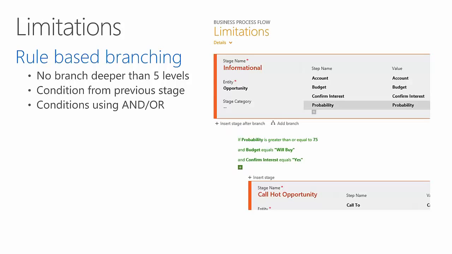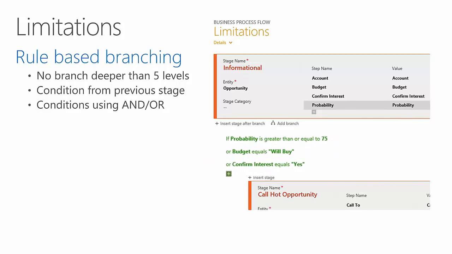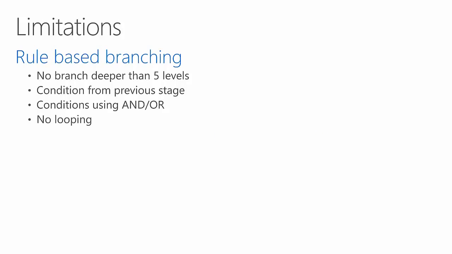Just like with business rules logic, conditions cannot use a mix of and or or logical operators. When defining the second and or or statement and flipping the operator to the opposite operator, the editor will cause all and or or operators to change to the one that was just defined. Lastly, business process flows cannot loop through the business process flow.